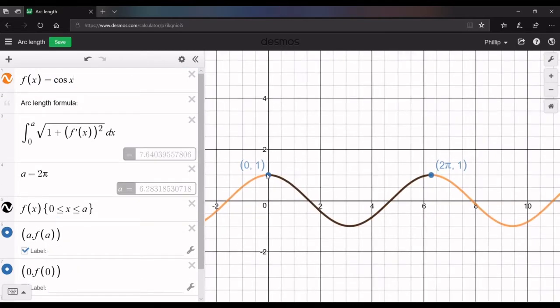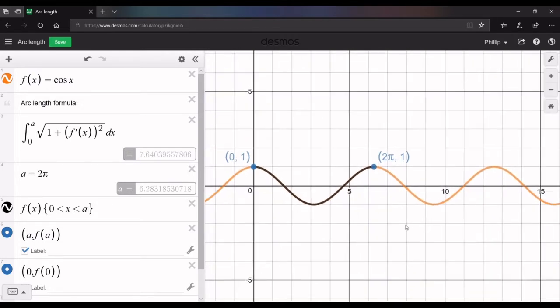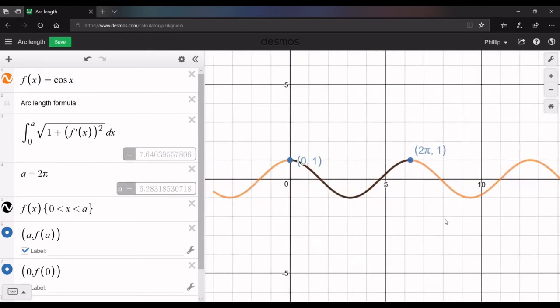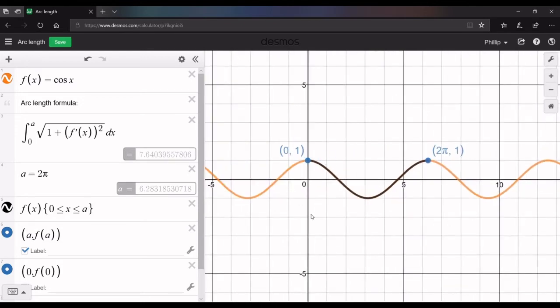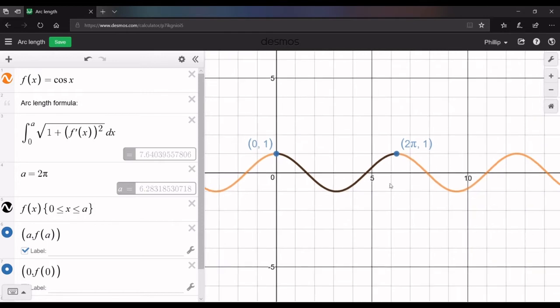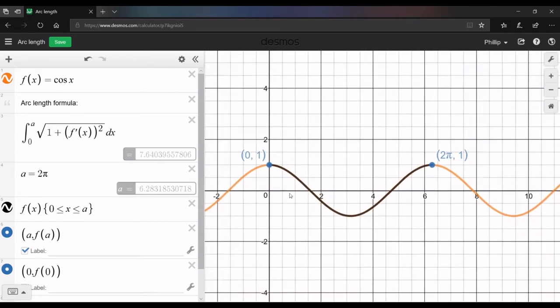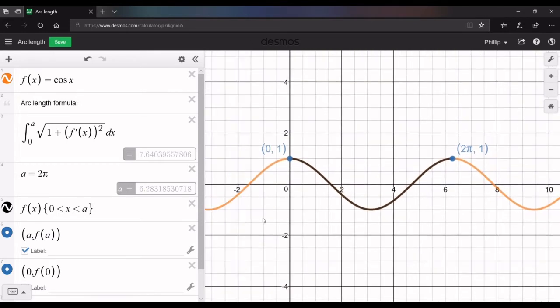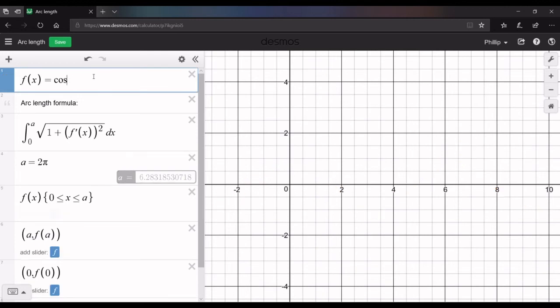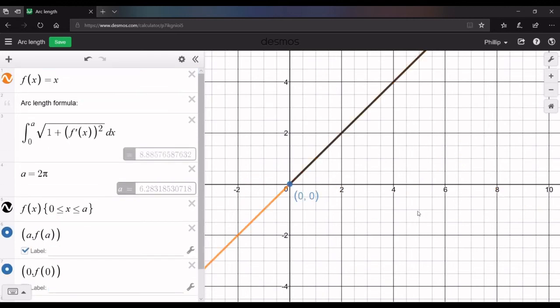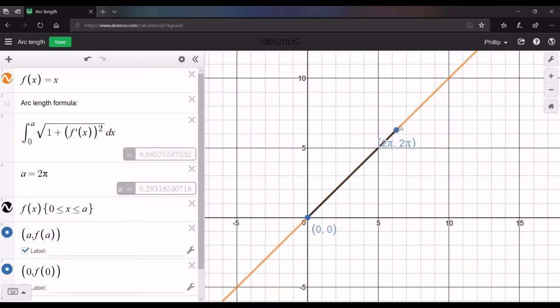If we do that, still going to 2 pi, it's still 7.6. And that's because cosine and sine are pretty much the same curve, just shifted over a little bit. So if you take one full period, you'll have the exact same distance between the two graphs. You can use this graph to test other really neat, cool math things that you want to look at.